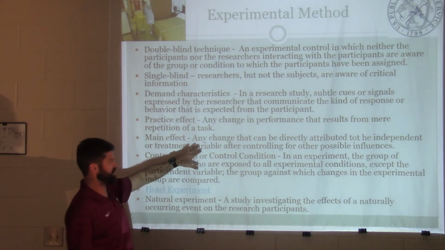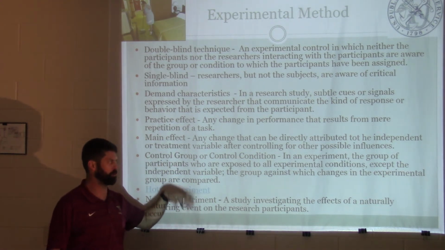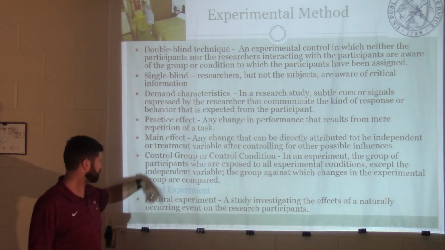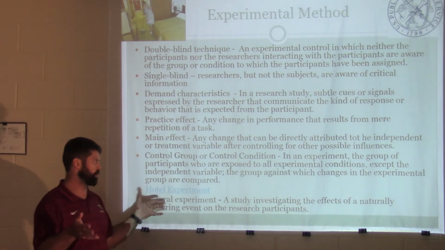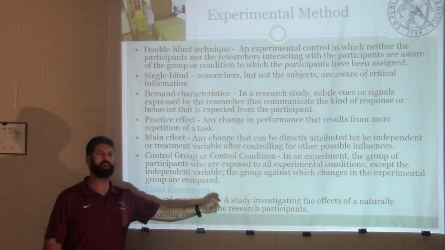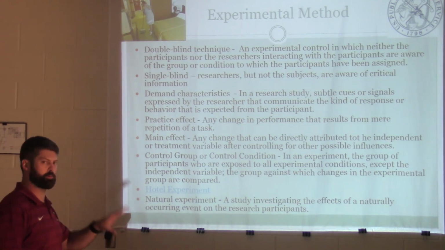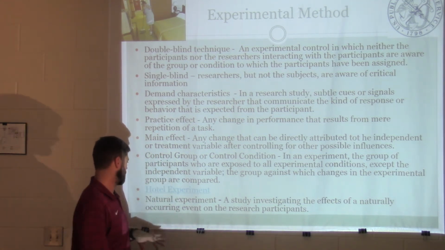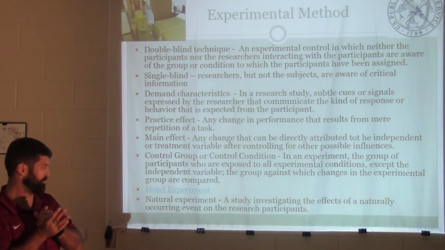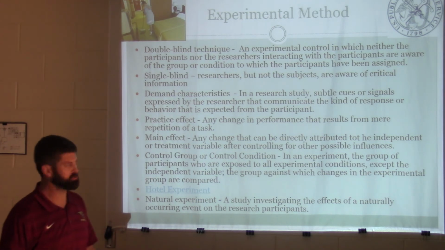The main effect is any change that can be directly attributed to the independent variable or treatment variable after controlling for other possible influences. This is probably what you're studying. The control group or control condition, those are the people who don't get the independent variable and who we look at to compare the people who get the independent variable to, right? The experimental group is always compared to the control group. Natural experiment, a study investigating the effects of naturally occurring events on the research participants. This is sort of like naturalistic observation.